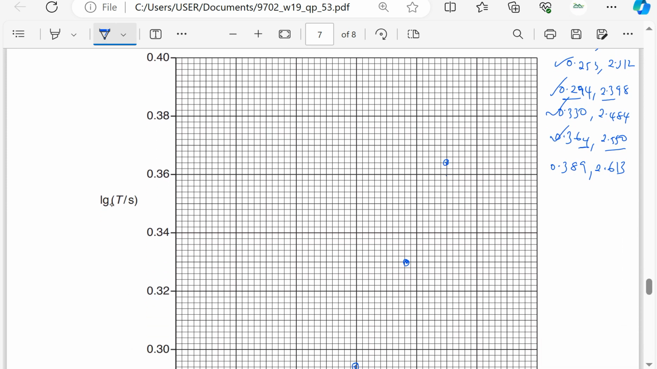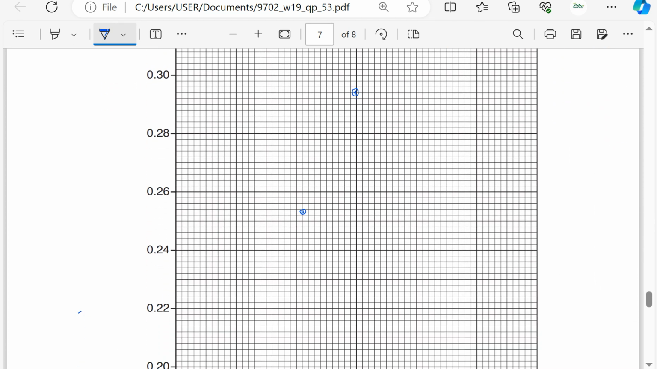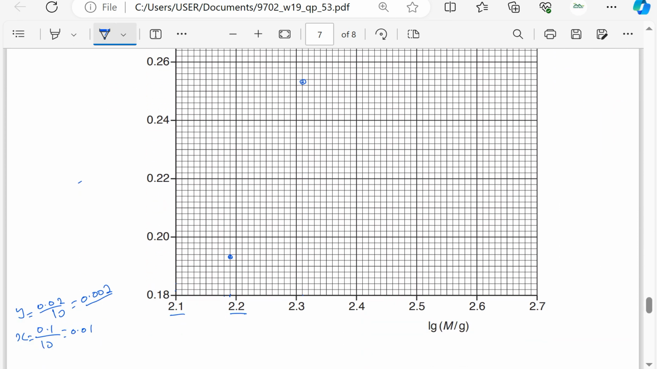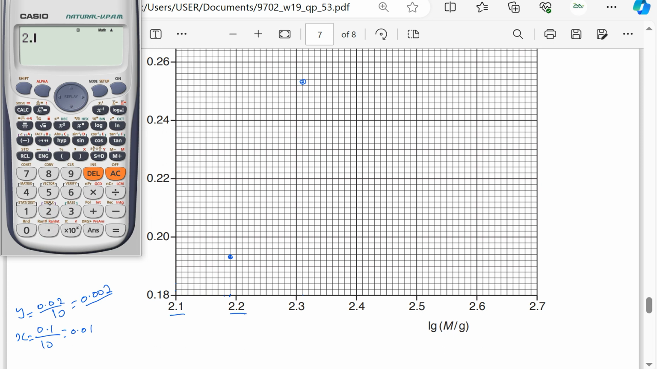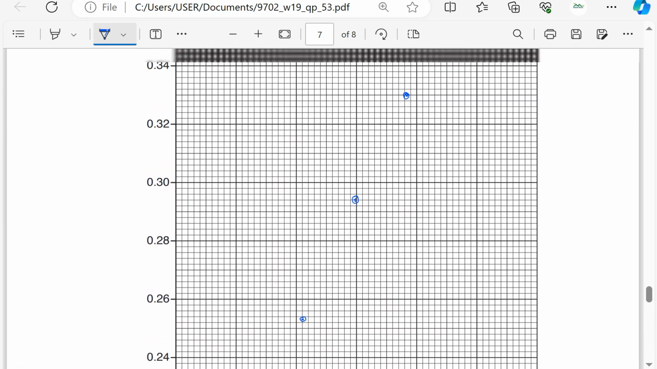The other one is 0.389 on the y-axis against 2.613. So let me see, 2.613 minus 2.6 divided by the scale 0.01. I will add almost 1 small square on 2.6.